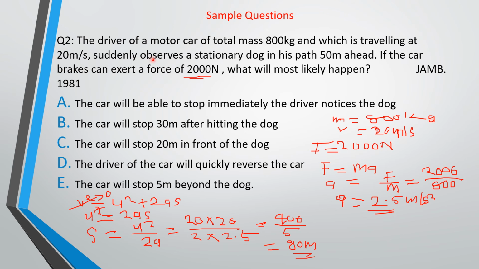Look at where the dog is standing. The dog is standing 50 meters ahead of the car. Now when the brakes are applied, the car stops at 80 meters. So the difference between the distance of the dog and that of the car, you calculate it. Say 80 meters for the car minus 50 meters for the dog, which equals 30 meters.